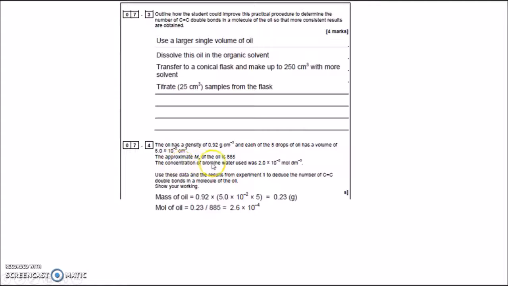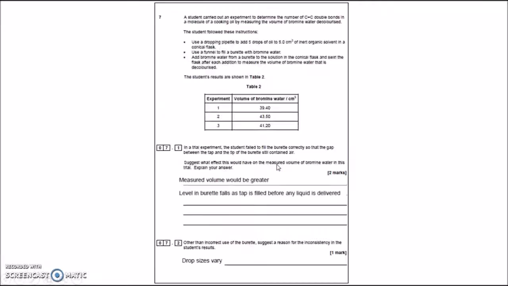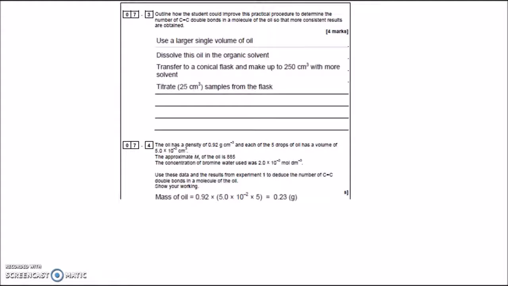What have I got next? I've got the concentration of bromine water. Again, this is leading me in. Concentration is moles divided by volume. So I'm going to need the volume to be able to work out moles. Where can I get the volume of bromine water? Well, it says I'm using experiment 1. And back here in experiment 1, the volume of bromine water is 39.4. So if I look back in the experiment, I've got 39.4 centimeters cubed of bromine water. I've got the volume of bromine water that I've used.